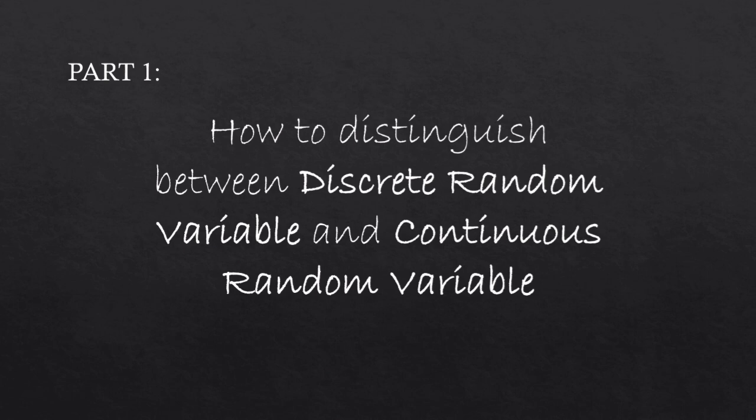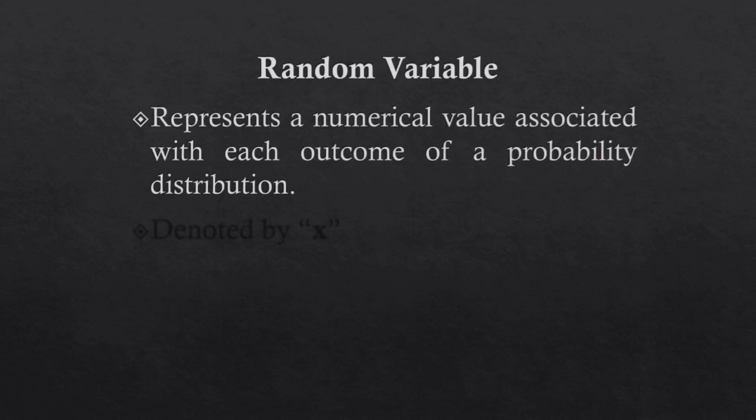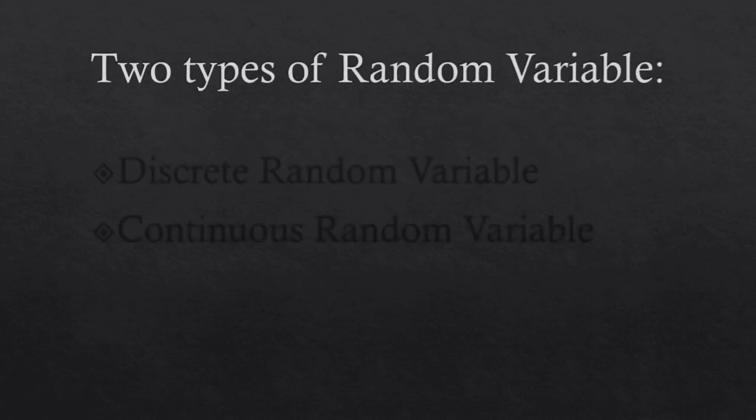So now, I will discuss how to distinguish between a discrete random variable and a continuous random variable. But before we tackle these two random variables, first I will give you the definition of a random variable. A random variable represents a numerical value associated with each outcome of a probability distribution, and it is denoted by x. So there are two types of random variable.